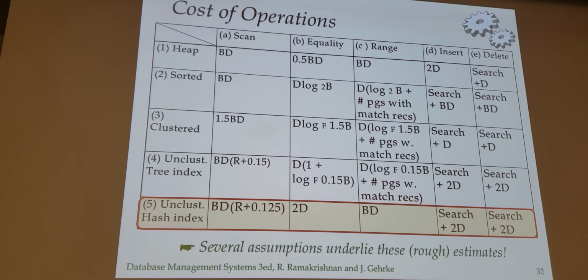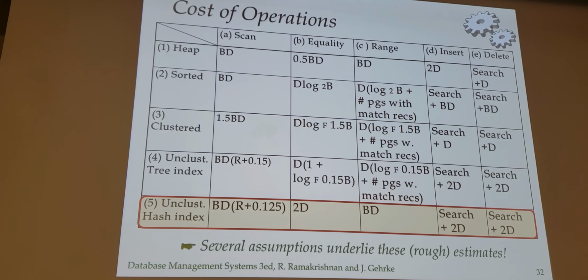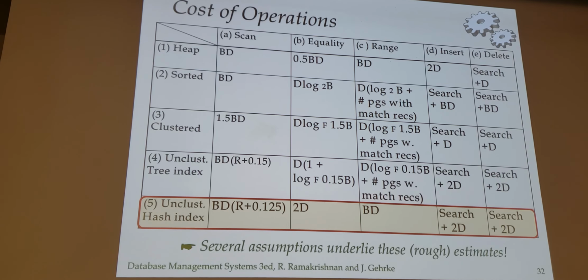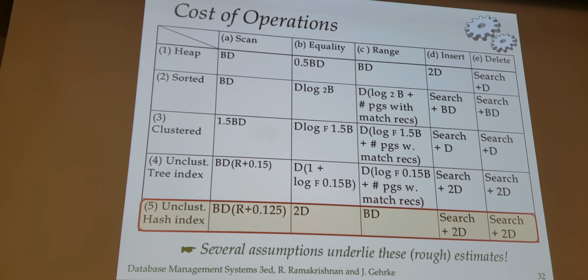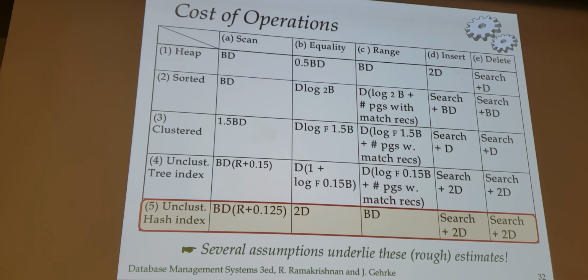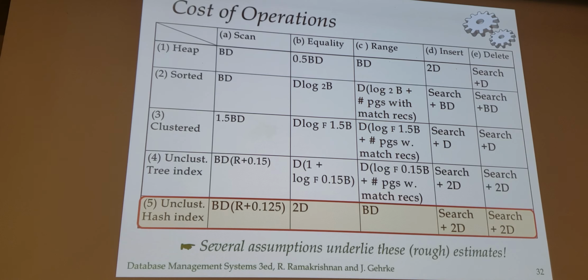You have to find the place where you're going to insert it, so that's the search cost. And then you actually have to read the data page and write the data page. So it's going to be search plus 2D, so congratulations, we've gone 4-dimensional, it's 4D. 2D plus 2D is 4D. Basically, you read and write the hash bucket, you read and write the data page. That's that, and the same for delete.